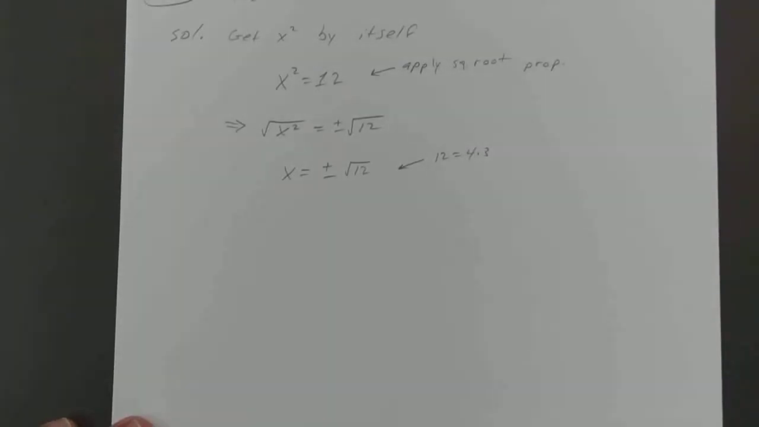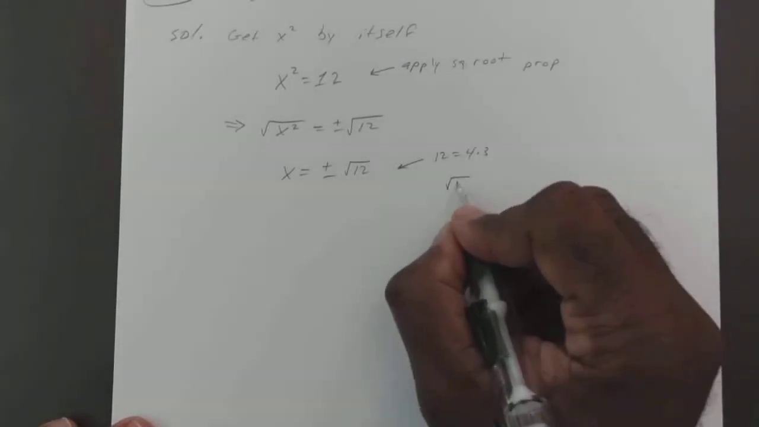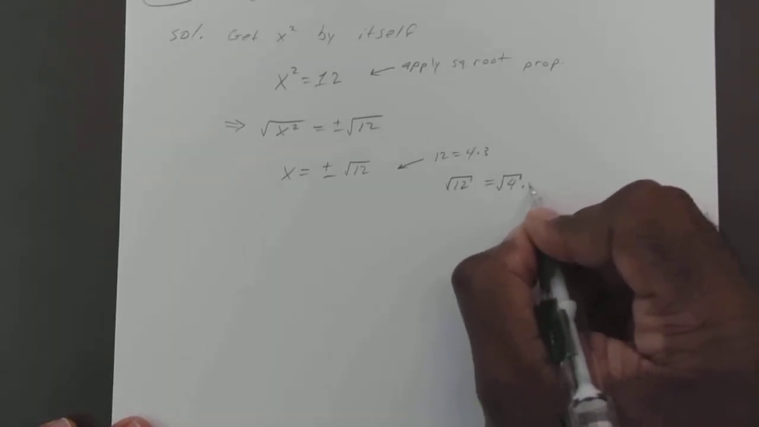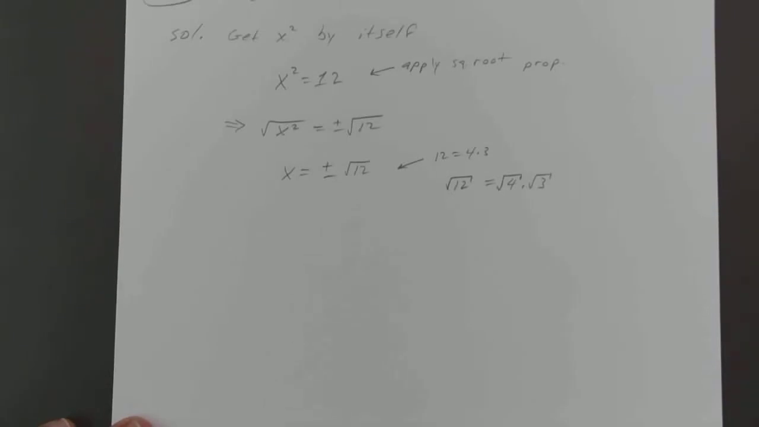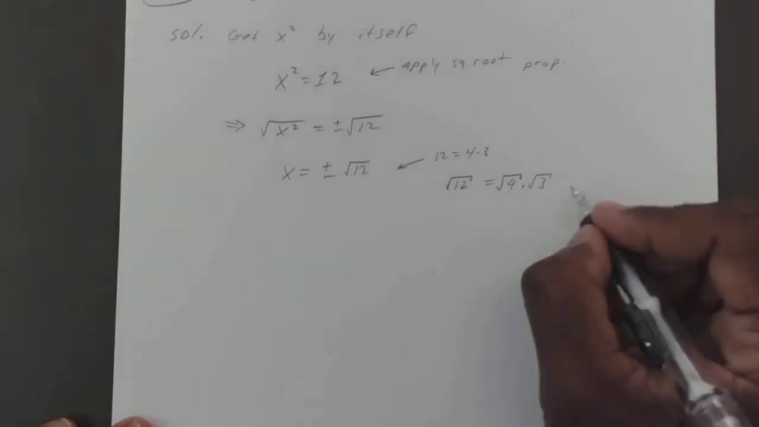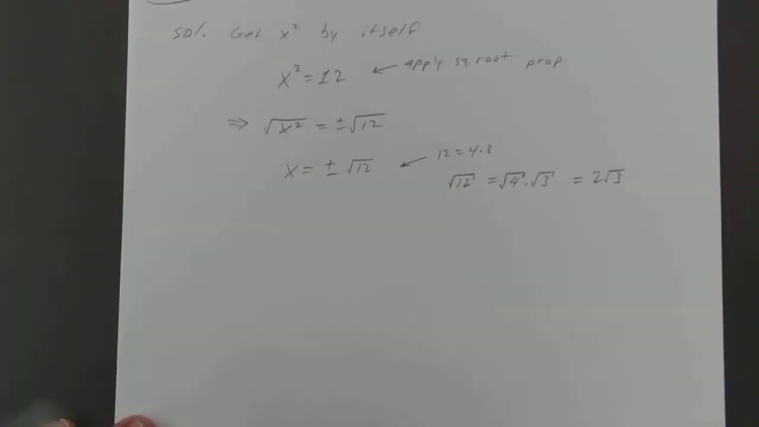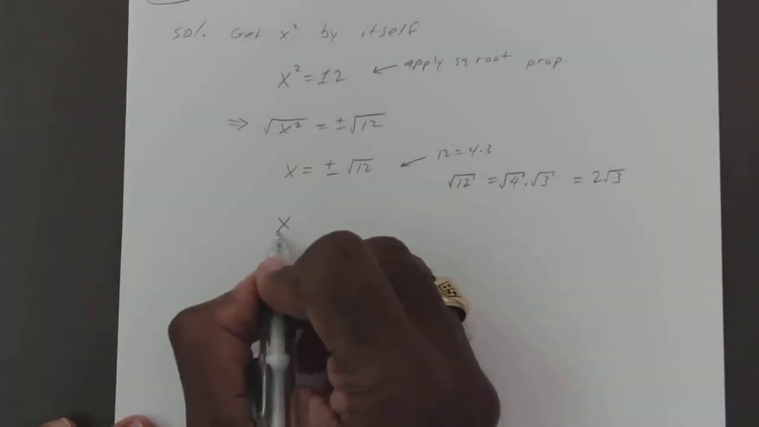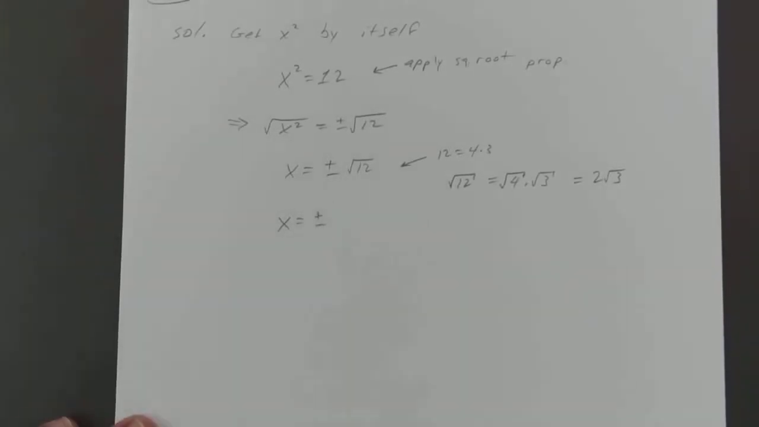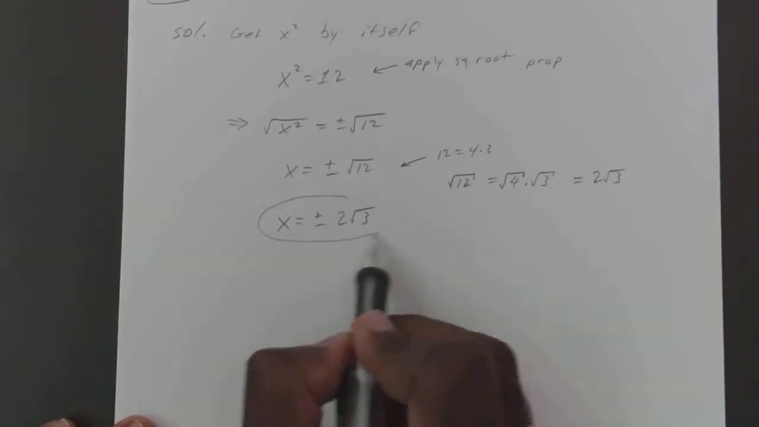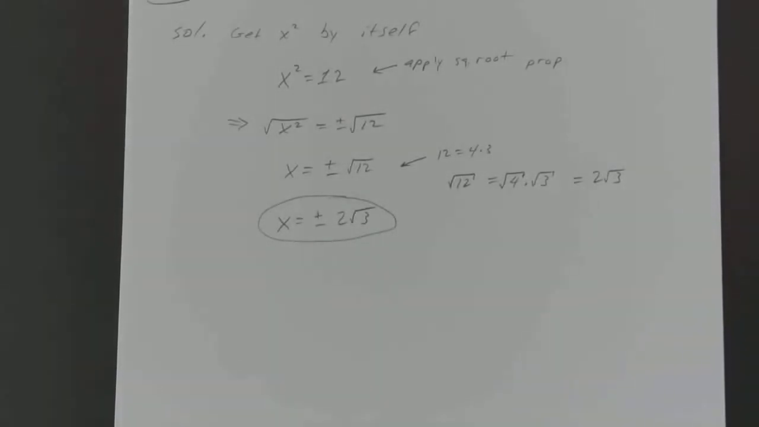Okay, so since 12 is 4 times 3, square root of 12 can equal square root of 4 times square root of 3. Square root of 4 is 2, so that's 2 square root of 3. Okay, so your answer is going to equal x equals either positive or negative 2 square root of 3. Now, if that would have been like square root of 13, you would have just left it as square root of 13.